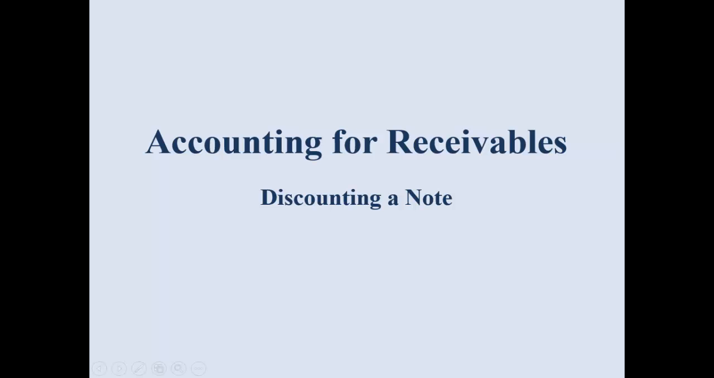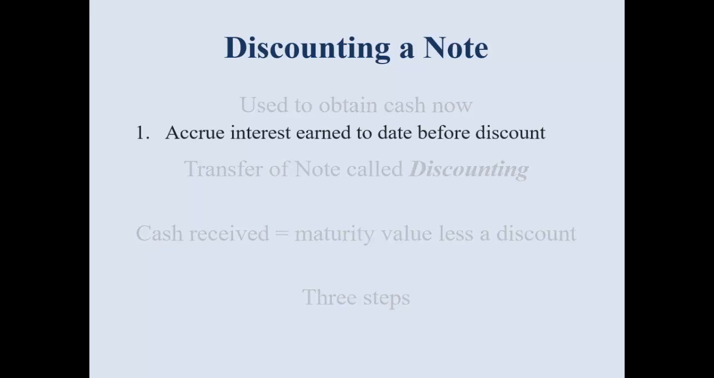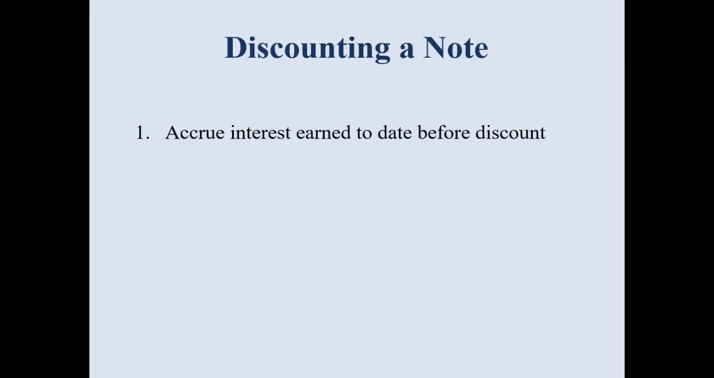Another way to finance with receivables is to discount your notes receivable. It's used to obtain cash now. It differs from financing with accounts receivable, which is called factoring. With a note, it's called discounting. The cash received will be the maturity value less a discount. It is a three-step process.